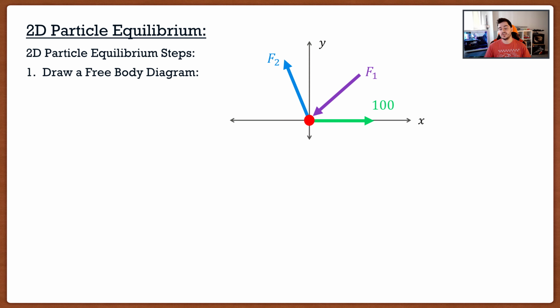The second step is draw out any dimensions. Now the beauty of particle equilibrium is everything acts at the same point, so you'll never have any length dimensions at all. So for here we'll have angle dimensions. So we're going to say that F1 we know acts at 40 degrees and F2 acts at 70 degrees.